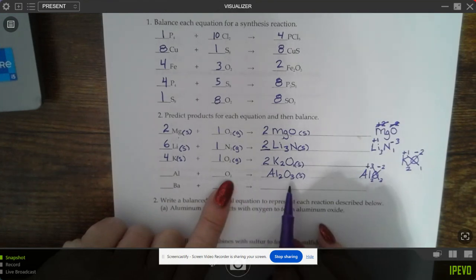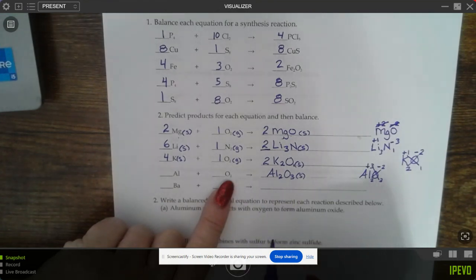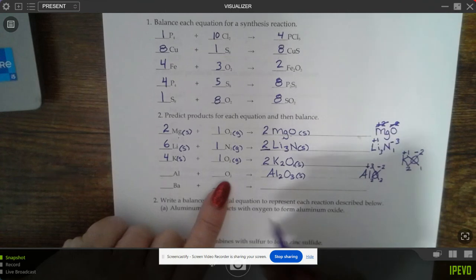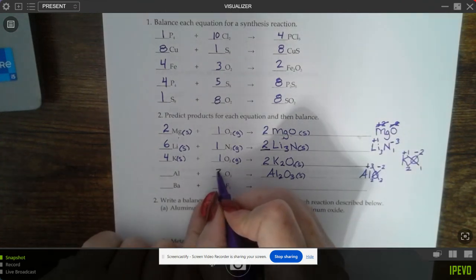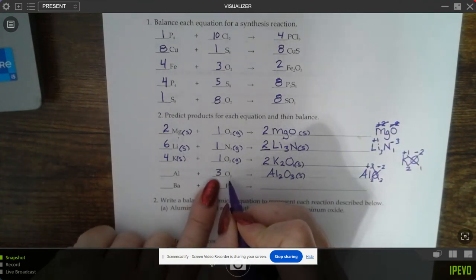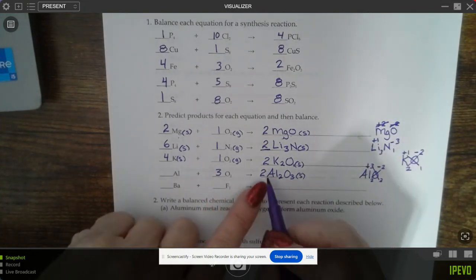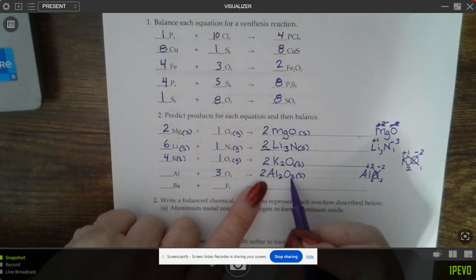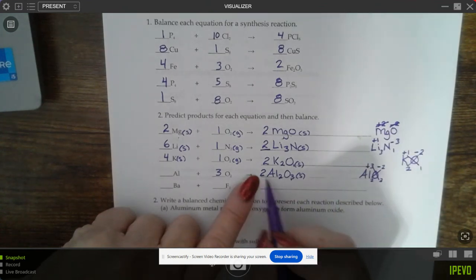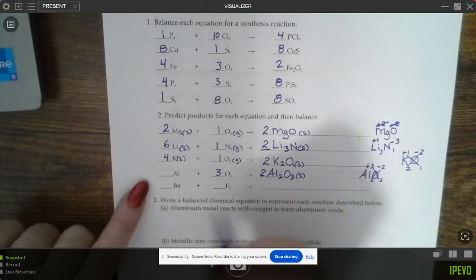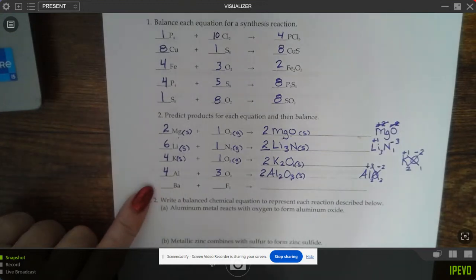All right. Here's one of those examples where you have 2 oxygen on one side, 3 oxygen on the other. So we have to find that least common multiple of 6. So to get 6 oxygen, I would have to multiply my oxygen times 3. I would have to multiply this compound times 2, because 2 times 3 is 6. Now I have 2 times 2 is 4 aluminum. So a 4 goes over here.